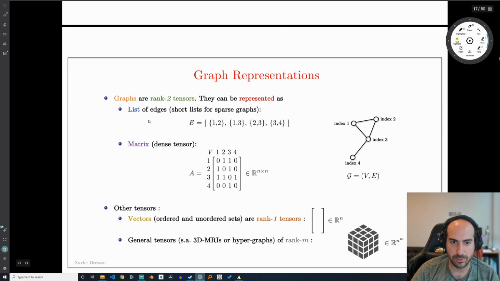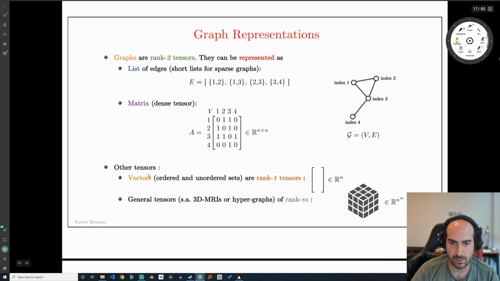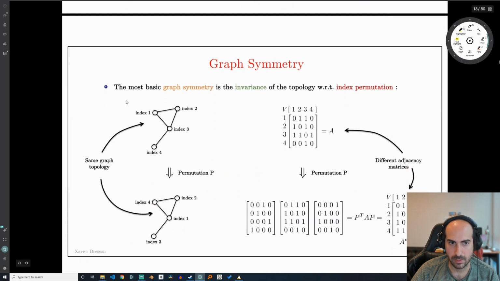So graphs are rank 2 tensors, and they can be represented like this. And then vectors are rank 1 tensors, all right. This is the invariance of the topology index permutation. So what's going on here? We're just flipping the columns, it looks like. But how are we flipping this exactly?